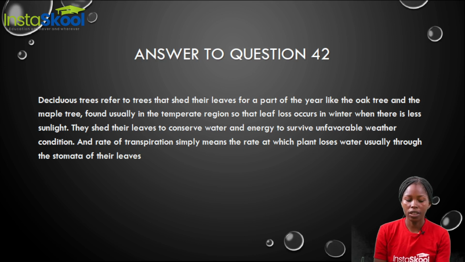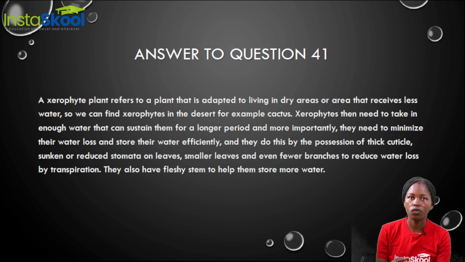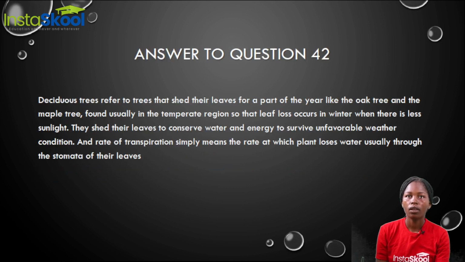The rate of transpiration. So when we look at our options, we have option A as the answer, because deciduous trees shed off their leaf in order to reduce the rate of transpiration. And the rate of transpiration simply means the rate at which the plant loses water. And this is usually done through the stomata present on their leaf.